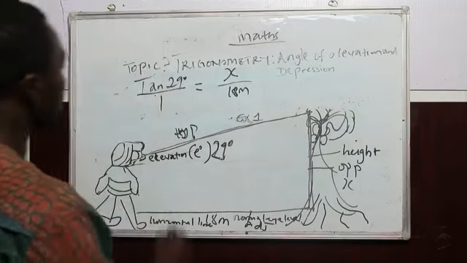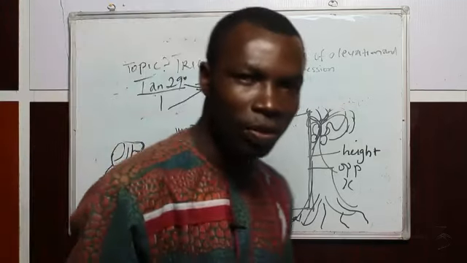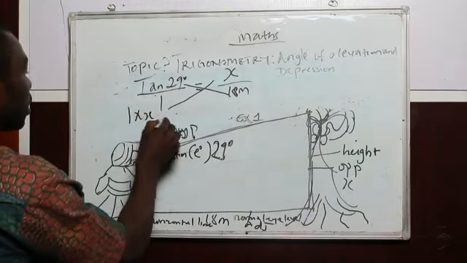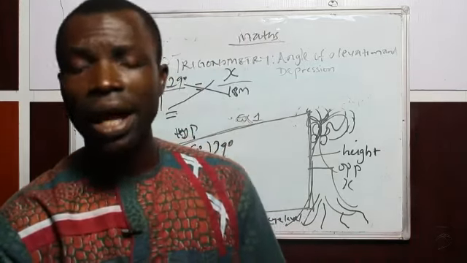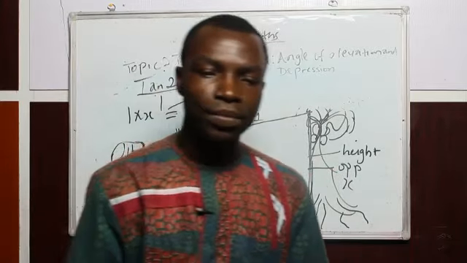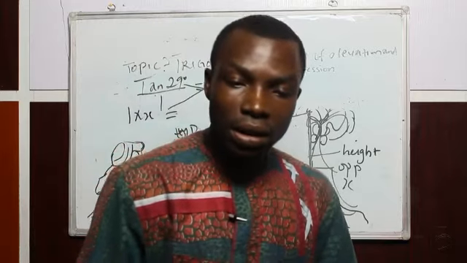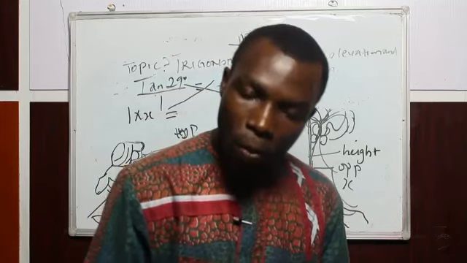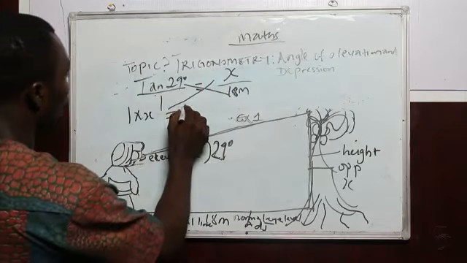For us to find x, we cross multiply. 1 times x is equal to tan 29 degrees. I would like us to use our calculator to find tan 29 degrees. What is tan 29 degrees? Tan 29 degrees is 0.5543.